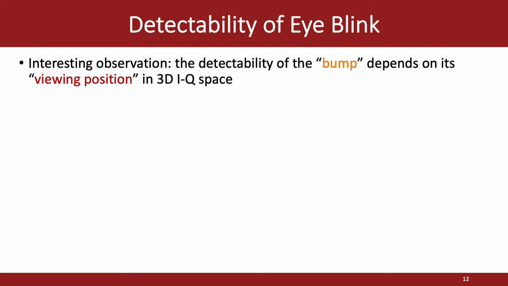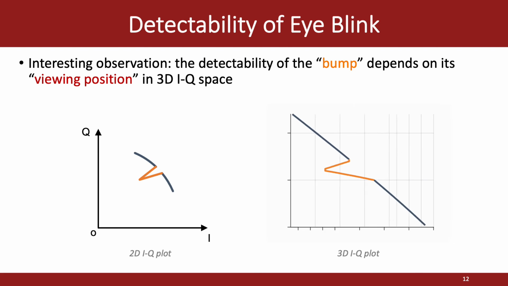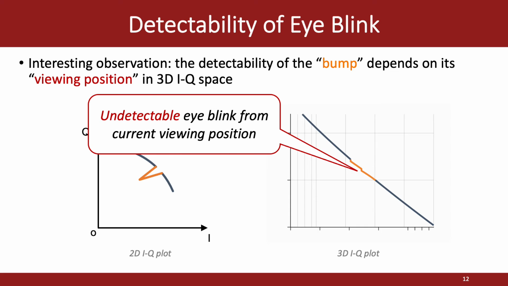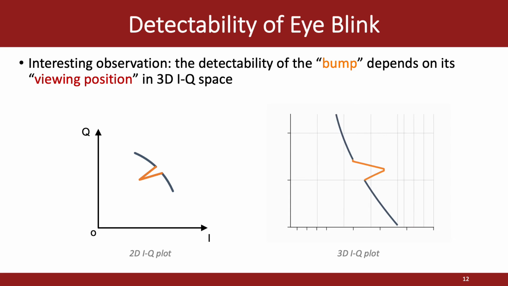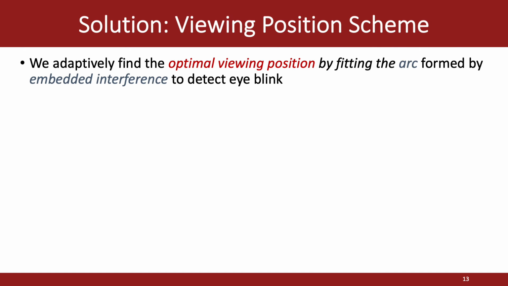This is a very challenging task because we observed that the detectability of the eye blink bump depends on its viewing position in 3D IQ space. From the right figure, we can see that eye blink is undetectable in this viewing position, while it's obvious in this viewing position. So we can properly choose an optimal viewing position to make eye blink detectable from the head movement. We propose a viewing position scheme which adaptively finds the optimal viewing position by fitting the arc formed by head movement.